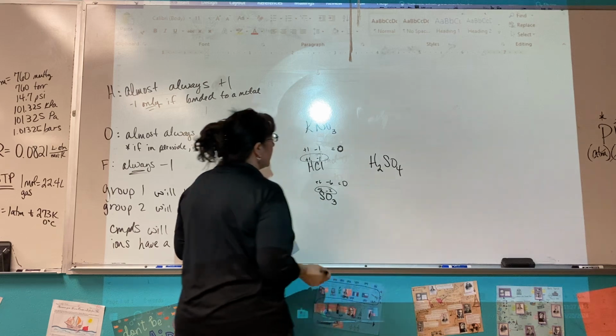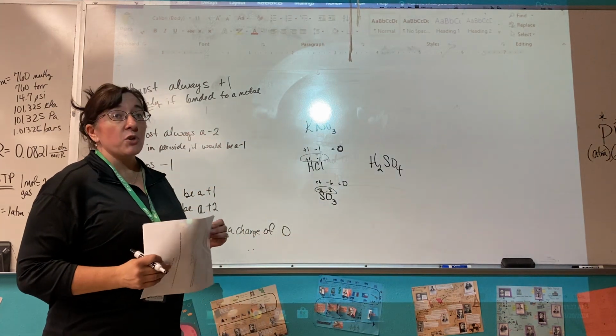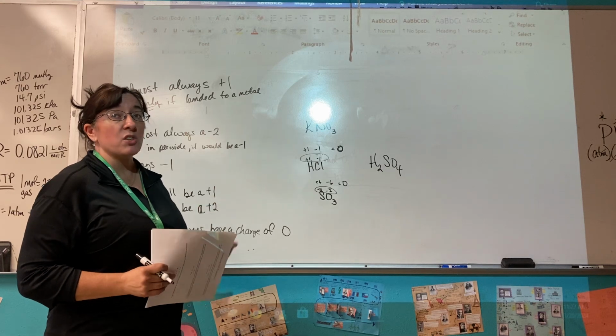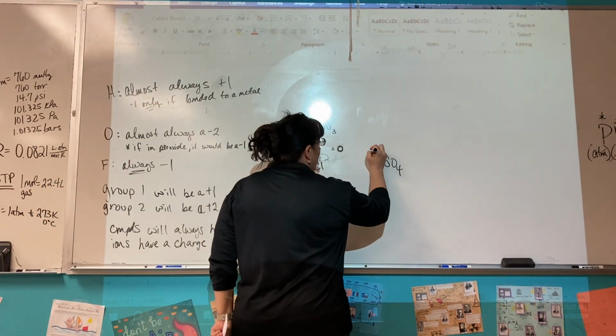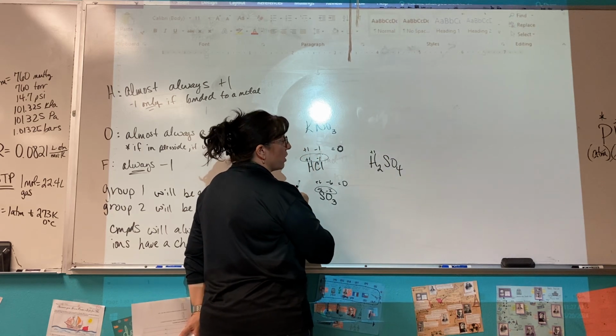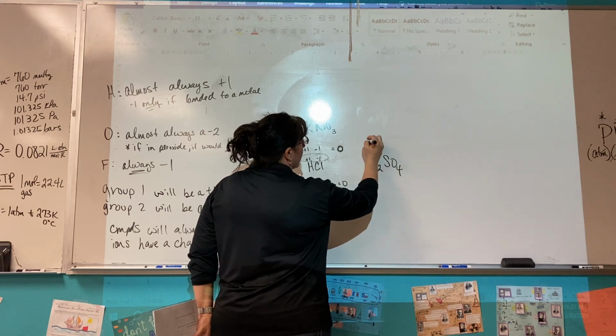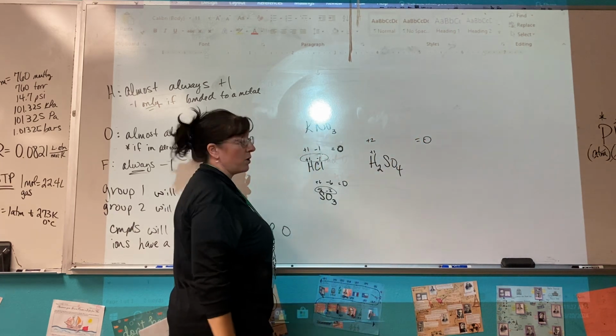H2SO4. So let's look at something that has 3 elements in it. All right, I told y'all you're going to do hydrogen first. So what is the charge on hydrogen? A +1. So each hydrogen has a +1, but I have 2 of them. So altogether, what is this charge for the hydrogen? A +2. Now, since this is a compound, everything has to add up to 0.